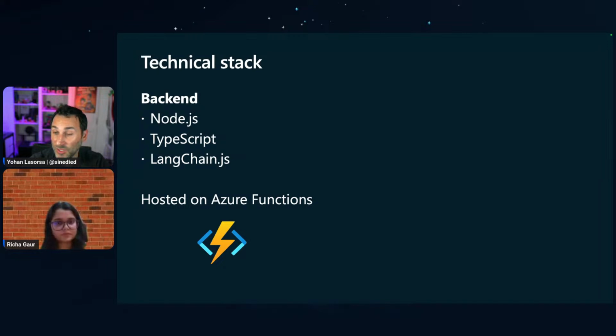And you'll see that we have all sorts of Azure integration for everything that you need, whether it's the vector search, the chat model, the embeddings, or even the chat history. Everything is already fully integrated into LangChain.js. And our serverless API is hosted on Azure Functions.